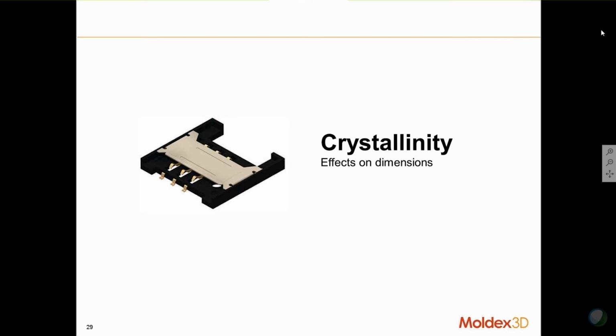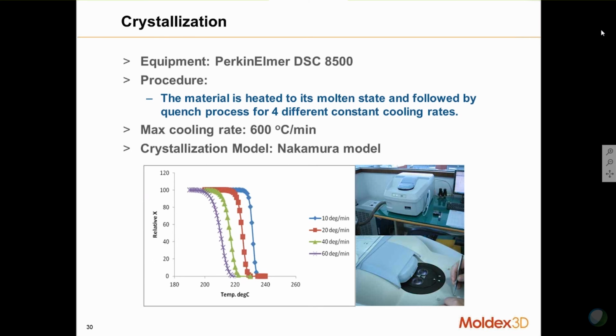Another factor that would affect your dimensional accuracy is crystallinity. In the past, this effect has usually been neglected, but now as our understanding of the materials becomes more and more well developed, we understand that this effect is pretty important. We use DSC to help us determine the crystallization kinetics. Basically, we do it at different cooling rates to determine its crystallization kinetics. The maximum cooling rate that we can achieve using our current instruments is about 600 degrees per minute. This is sufficient for most injection molding processes.